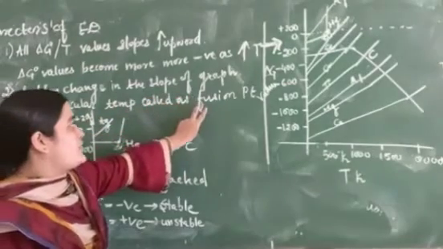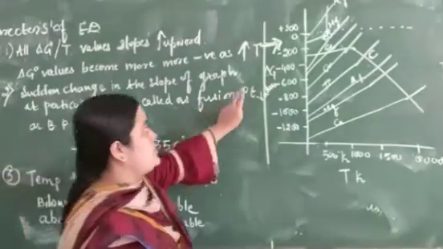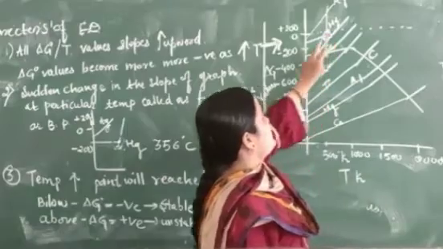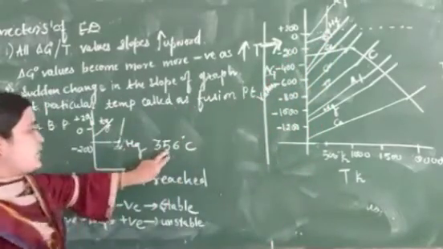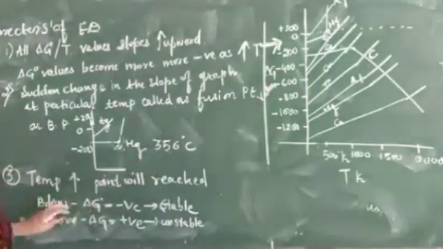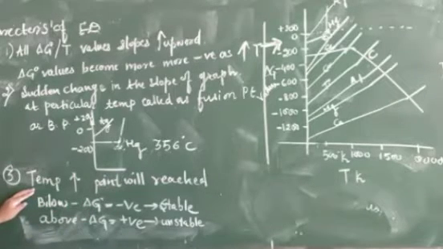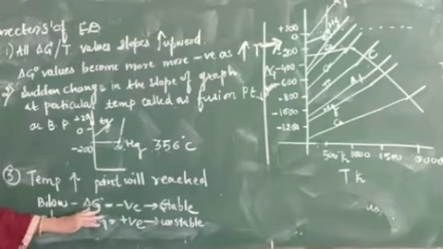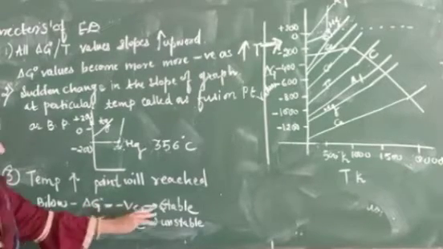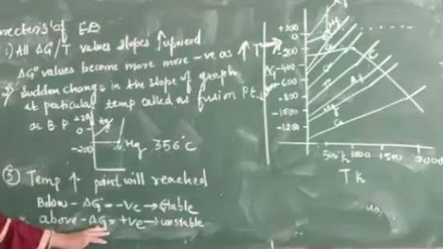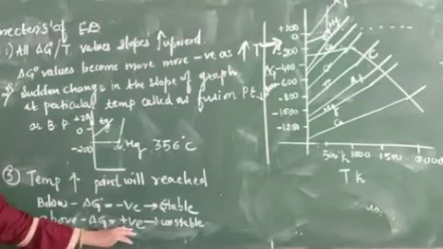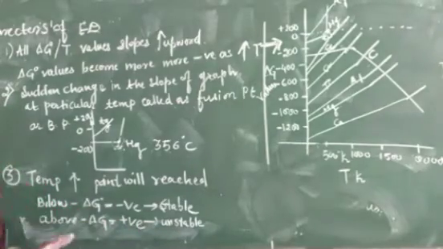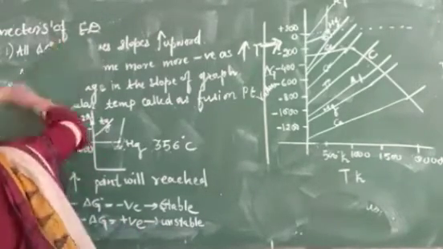That particular point we call the inflection point, or boiling point. At 356 degrees Celsius, for Hg there will be a sudden change. Why? Because this is the boiling point of mercury, Hg. Then as temperature increases, the point will reach below the line. All delta G values are negative in nature and metal oxides are stable. And above, all delta G values are positive in nature and metal oxides are unstable in nature. These are three. Now the remaining.